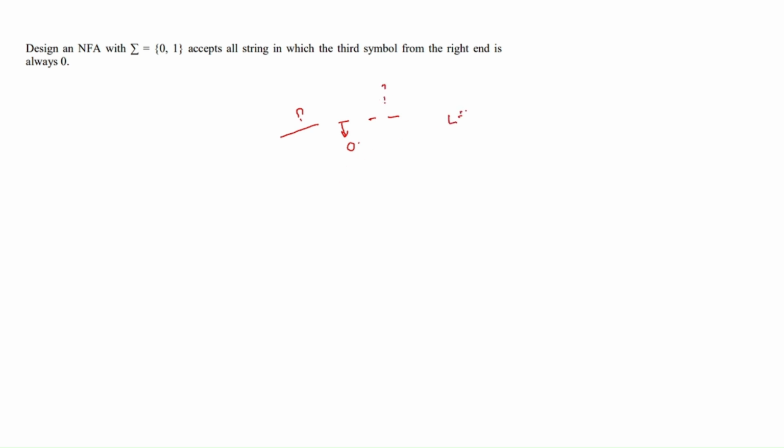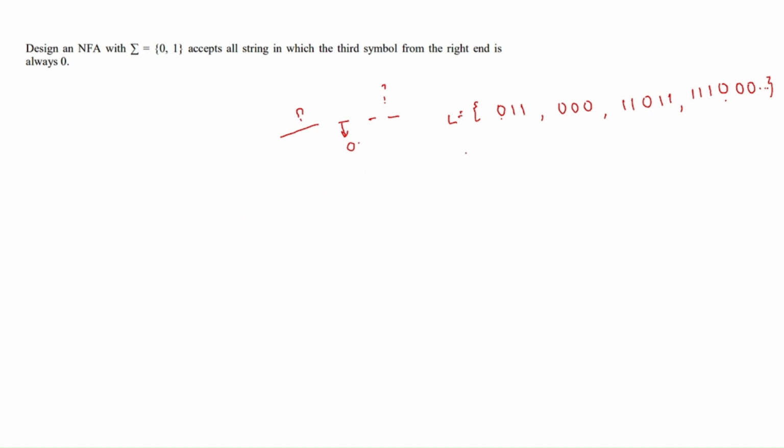So the language we can write includes 011, where the third symbol from the right is always 0. We can also have 000, where the third symbol is 0, and we can also have something like 11011, which also has a 0 as its third symbol. Else we can have 111000, or so on, because here also the third symbol is 0. So let us draw the transition diagram for it.